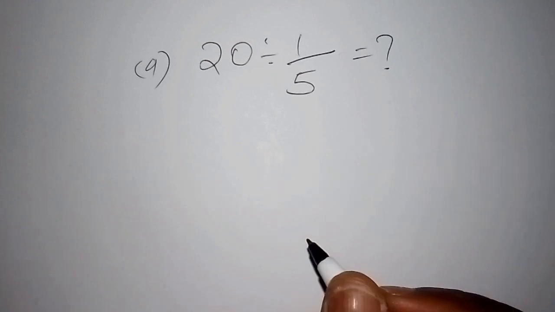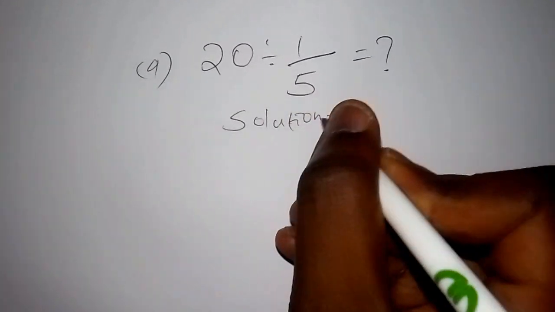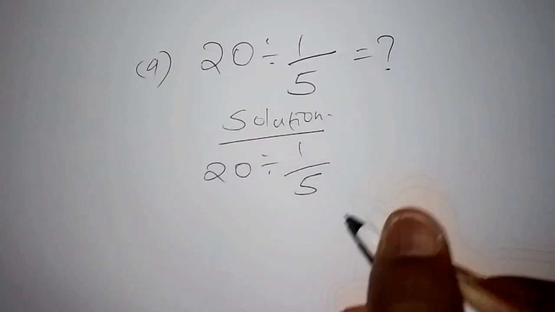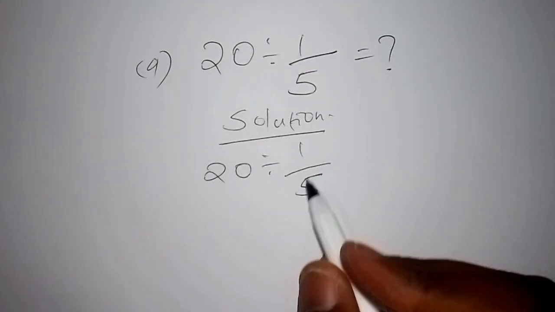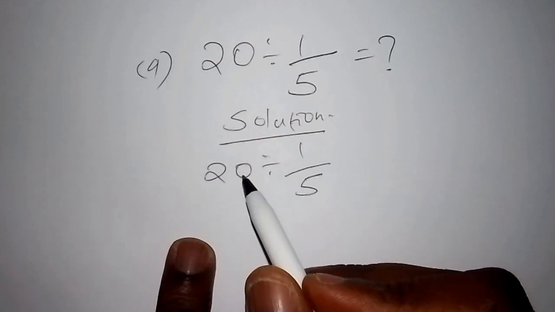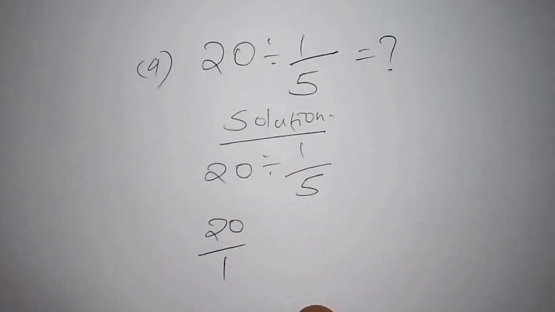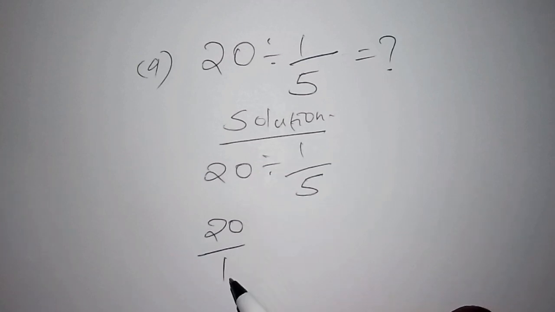So the first thing that you need to do, we are going to start with the solution. In this solution, we have 20 divided by 1 over 5. The first thing you're going to do is take the reciprocal of 1 over 5 first. Then we also change this 20 into a fraction. When we change 20 into a fraction, we shall have 20 over 1. This type of fraction is an improper fraction, because we have a bigger number on top of a smaller number.